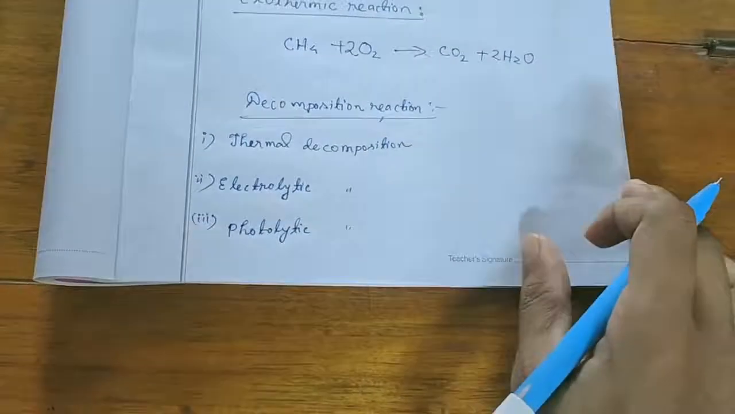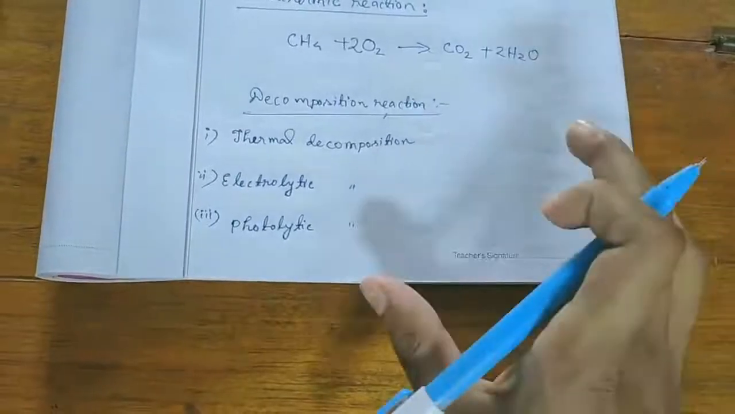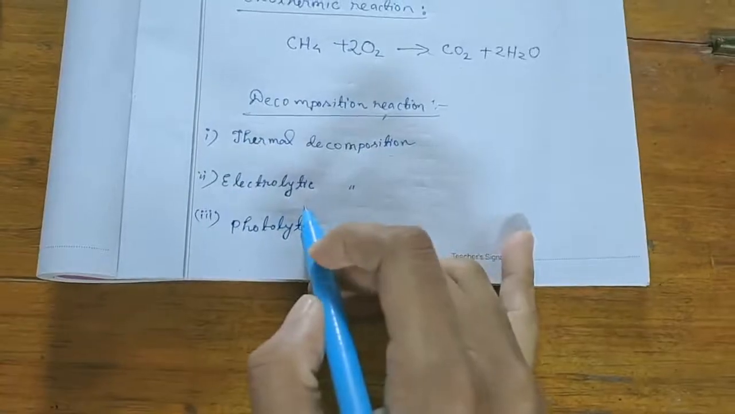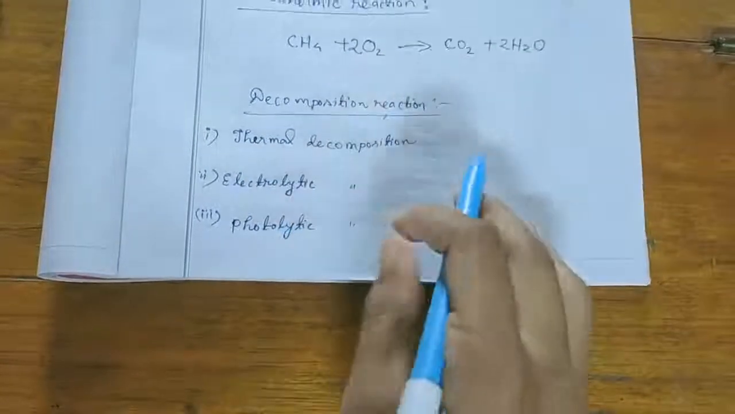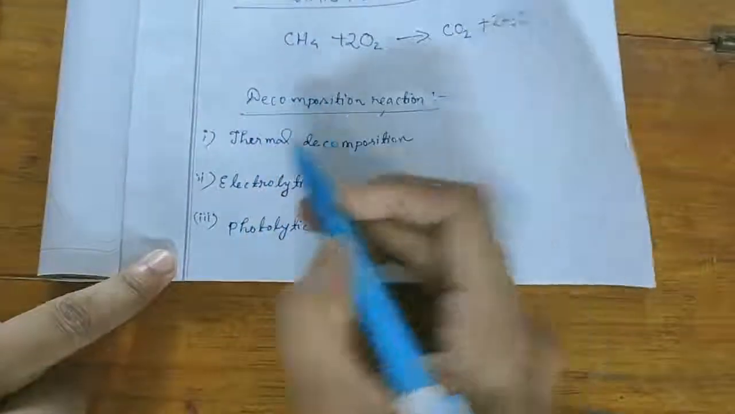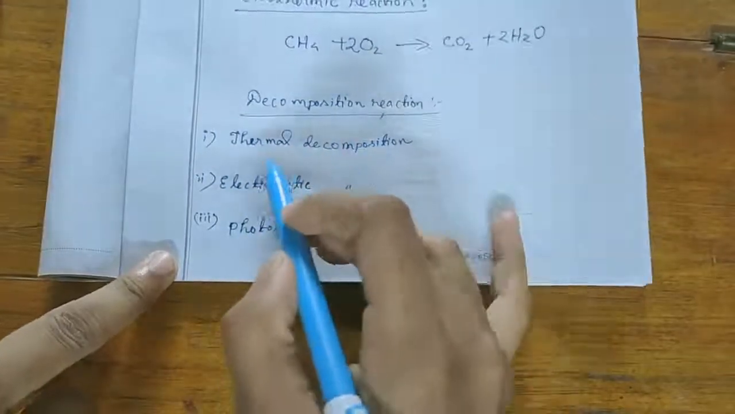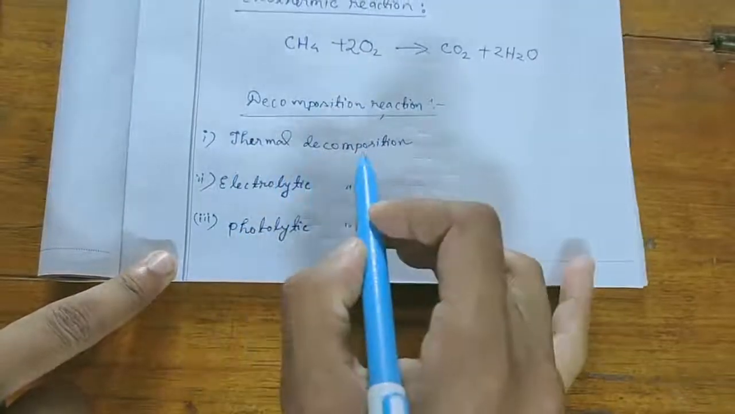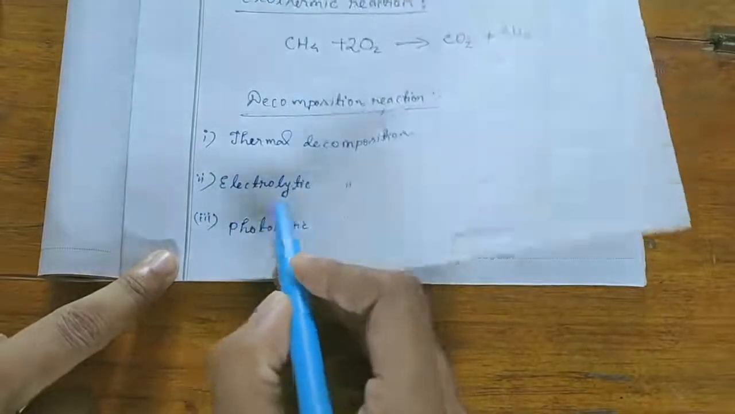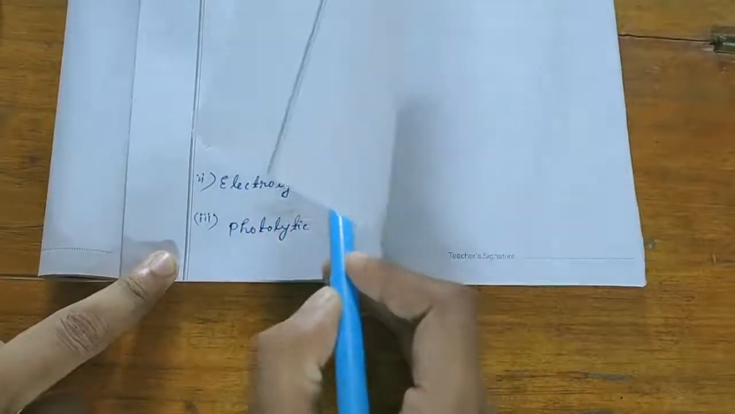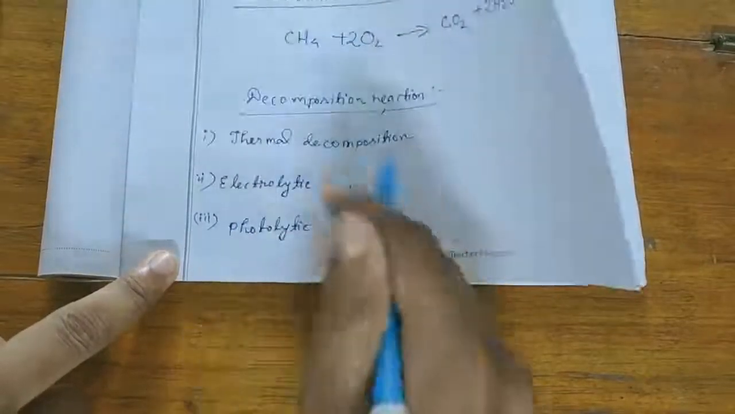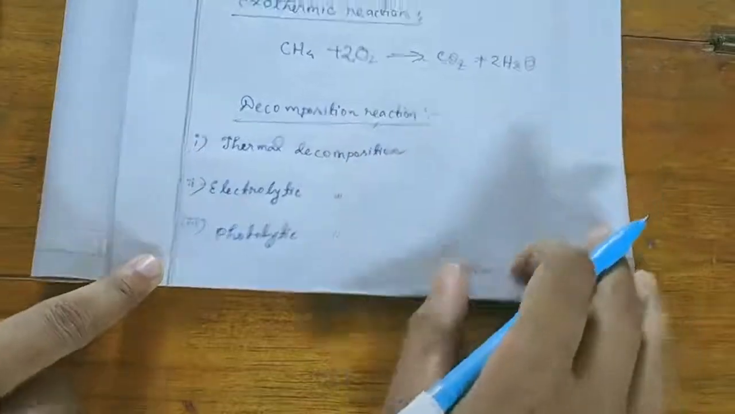Now a decomposition reaction can be categorized into three types: thermal decomposition, electrolytic decomposition, and photolytic decomposition. The first one is thermal, meaning heat is involved. When a decomposition reaction is carried out by heating, this is thermal. When it is carried out by electric current, it is electrolytic decomposition. When it is carried out by light, it is photolytic decomposition.